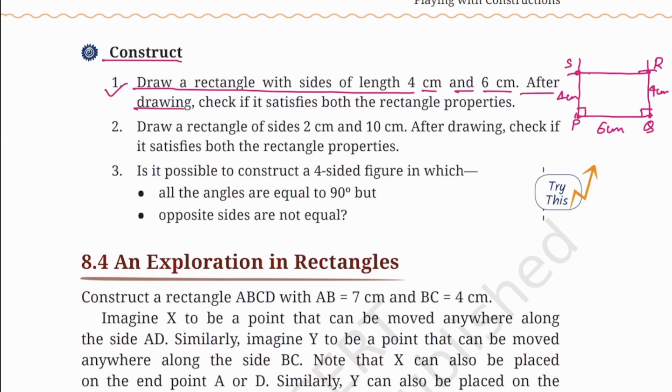After drawing, check if it satisfies both the rectangle properties. Yes, the opposite sides are equal and corner angles are 90 degrees each.